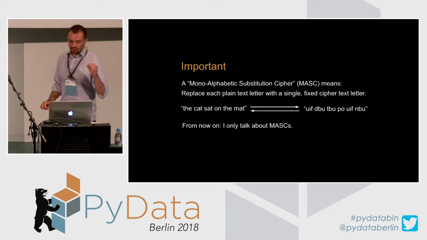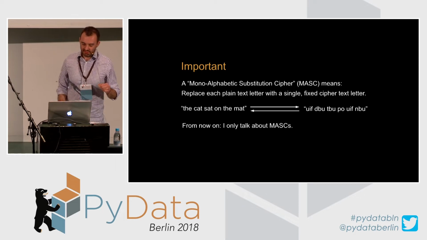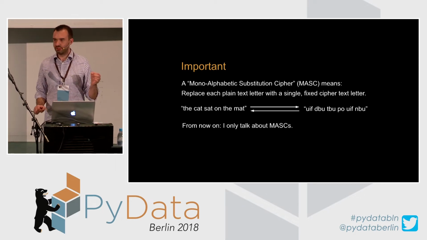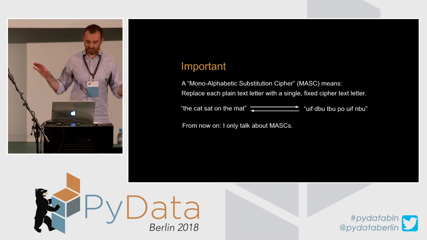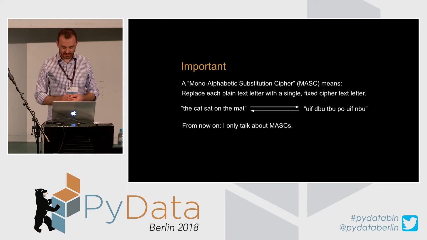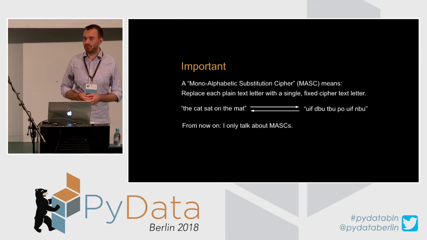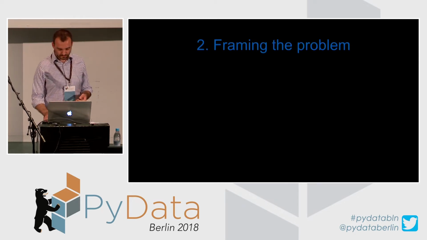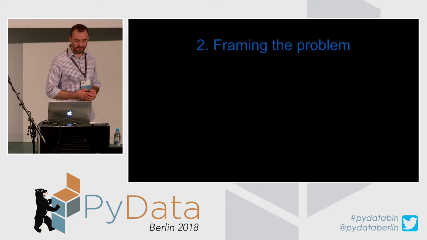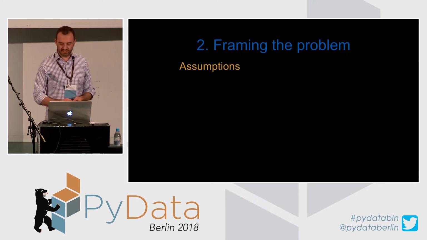So just to highlight the important stuff here, I've got this word monoalphabetic substitution cipher, which just means replacing single plain text letters with ciphertext correspondence. They're called masks, and that's the only kind of cipher I will talk about for the rest of this talk. So let me frame the problem now, and I'll begin by writing down some assumptions.